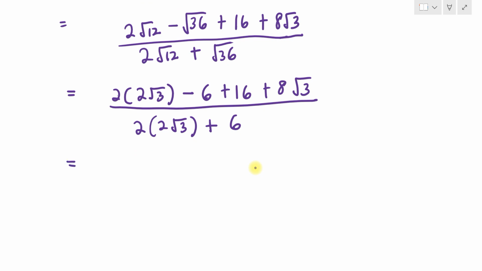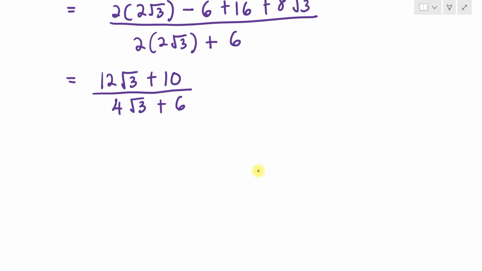2 times 2 is 4. Whole number multiply whole number first. 2 times 2, 4√3. Okay, this part 4√3 plus here 8√3. So in total you get 12√3. And then here minus 6 plus 16. You should be getting 10 over the bottom here 4√3. 2 times 2 is 4. 4√3 plus 6.